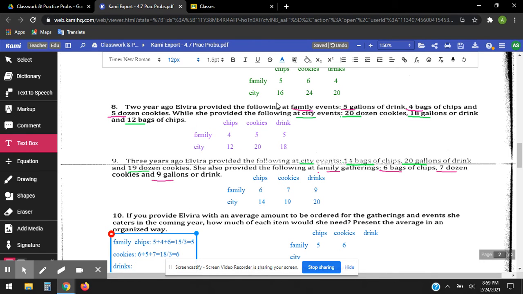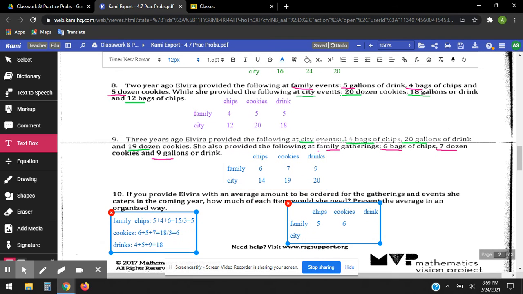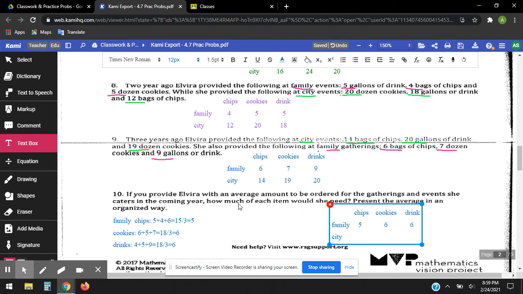All right, so the drinks were 4, 5, and 9. So 4 plus 5 plus 9, that's 9 plus 9 equals 18. Divided by 3 equals another 6. So now I've figured out my averages for the drinks. Scoot this over so I can do the city one.